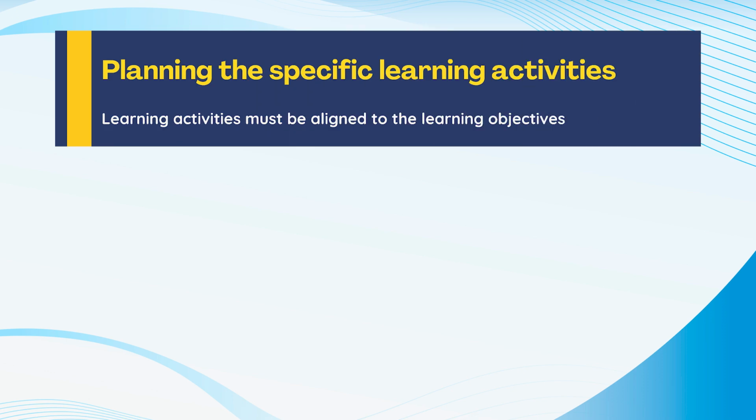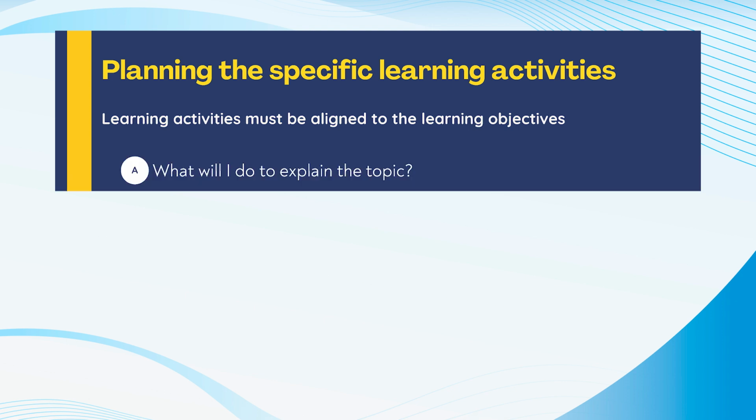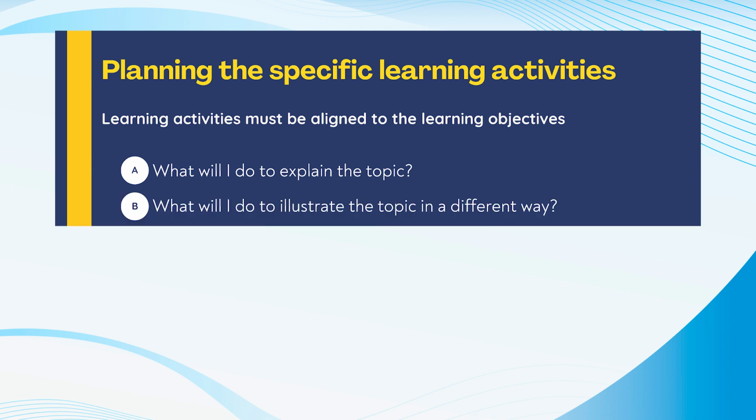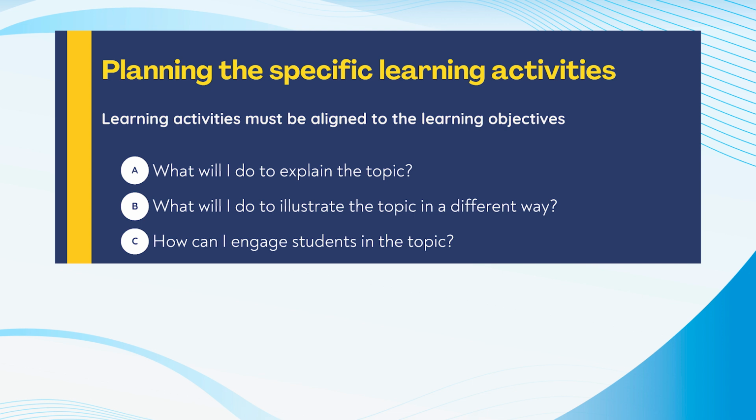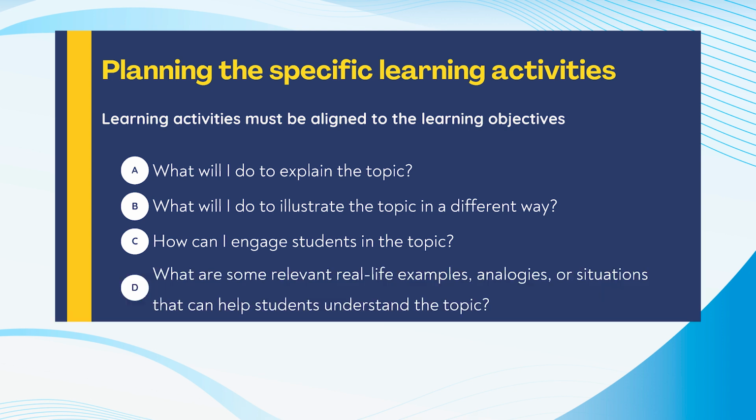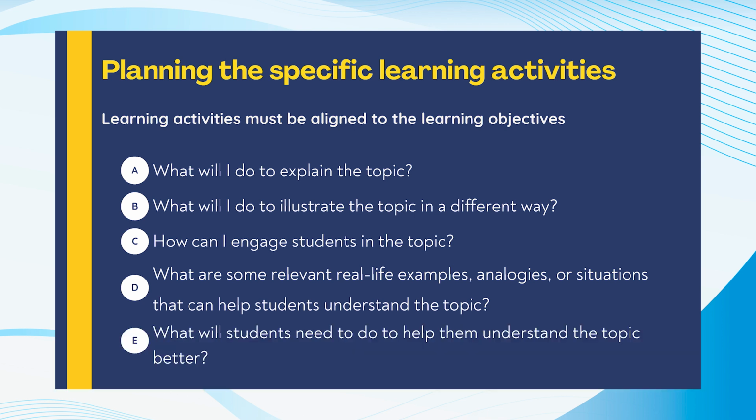It is important that the learning activities be aligned to the lesson's learning objectives. There are certain questions we should consider. What will I do to explain this topic? What will I do to illustrate the topic in a different way? How can I engage the students in the topic? What are some relevant real-life examples, analogies, or situations that can help students understand the topic? What will students need to do to help them understand this topic better?